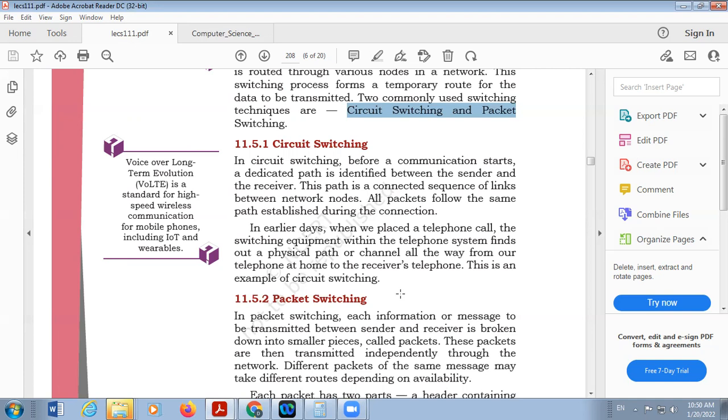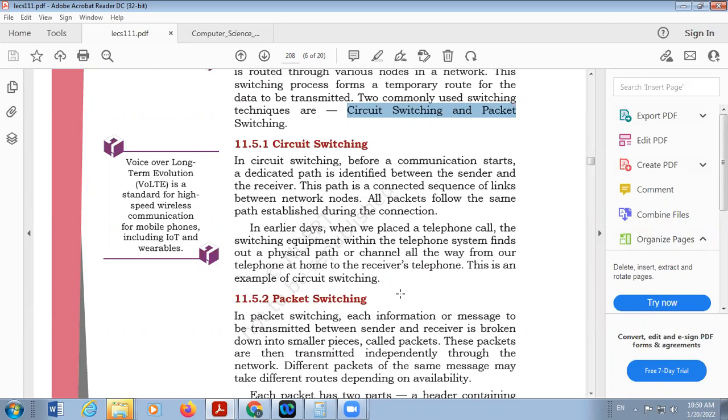Sare ke sare aapki communication ek hi line mein se, ek hi path mein se execute hoti hai. In the early days, when we made a telephone call, the switching equipment within the telephone system found the physical path or channel all the way from our telephone at home to the receiver's telephone. This is an example of circuit switching.